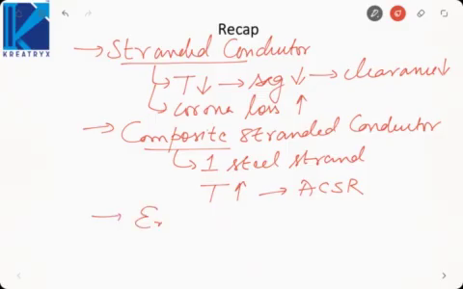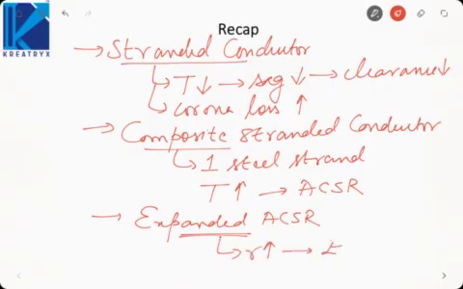So we did expanded ACSR, in which we inserted a layer of paper or hessian between the interlayers so that the radius can be increased. If radius increases, electric field reduces and hence corona also reduces. So that is what we did in the last lecture.